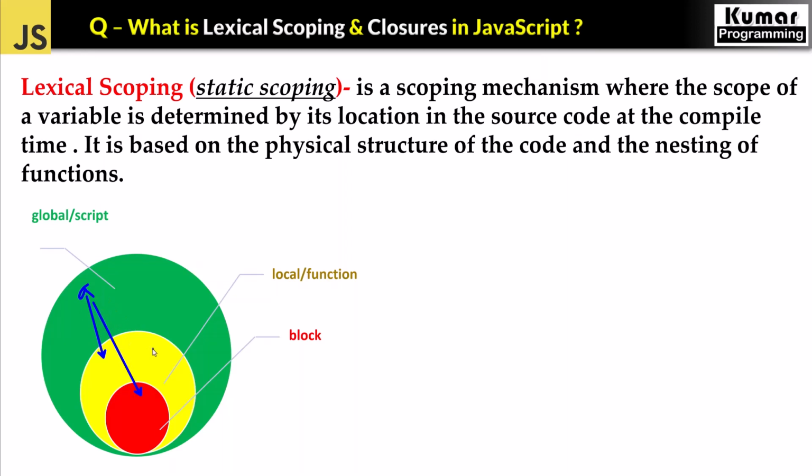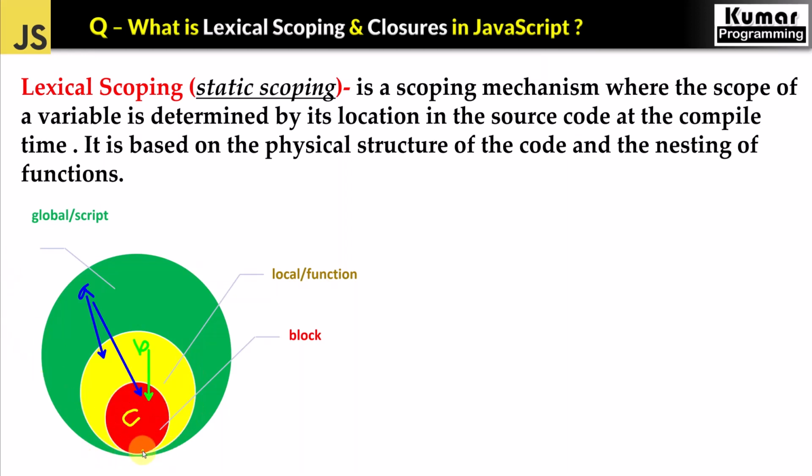And if we declare a variable inside our local scope, suppose I have created a variable b, then this variable b will be accessible throughout this local scope as well as inside this block scope. And if I have created a variable c inside our block scope, then this variable c will be accessible inside this block only. It will not be accessible inside the local scope as well as inside the global scope.